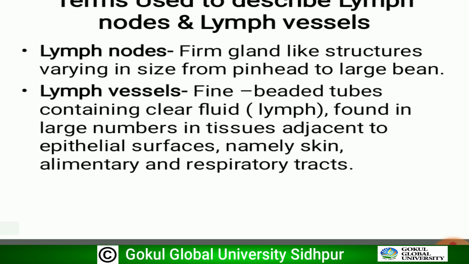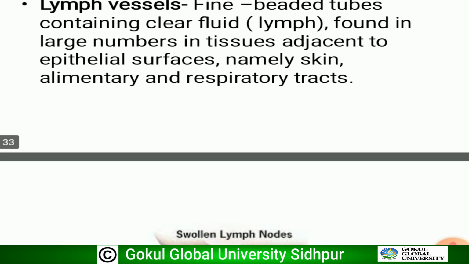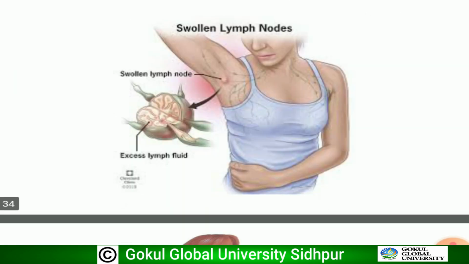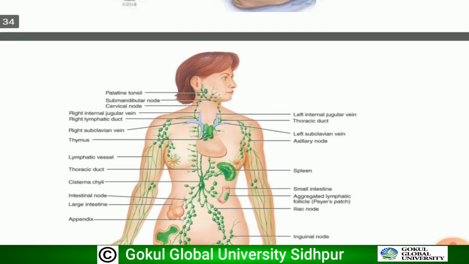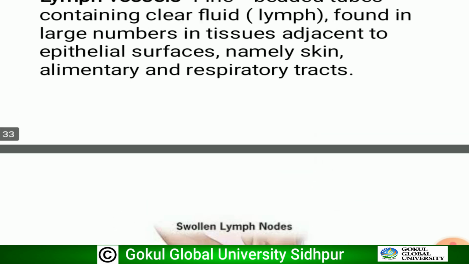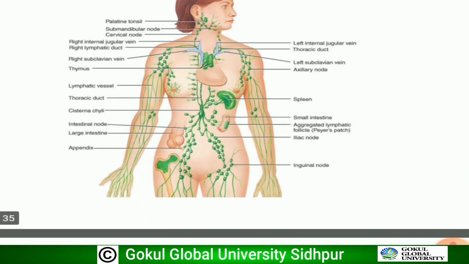Lymph vessels, fine beaded tubes containing clear fluid, found in large numbers in tissue adjacent to epithelial surfaces, namely skin, alimentary and respiratory tract. Fine beaded tubes containing clear fluid. Okay, lymph vessels.